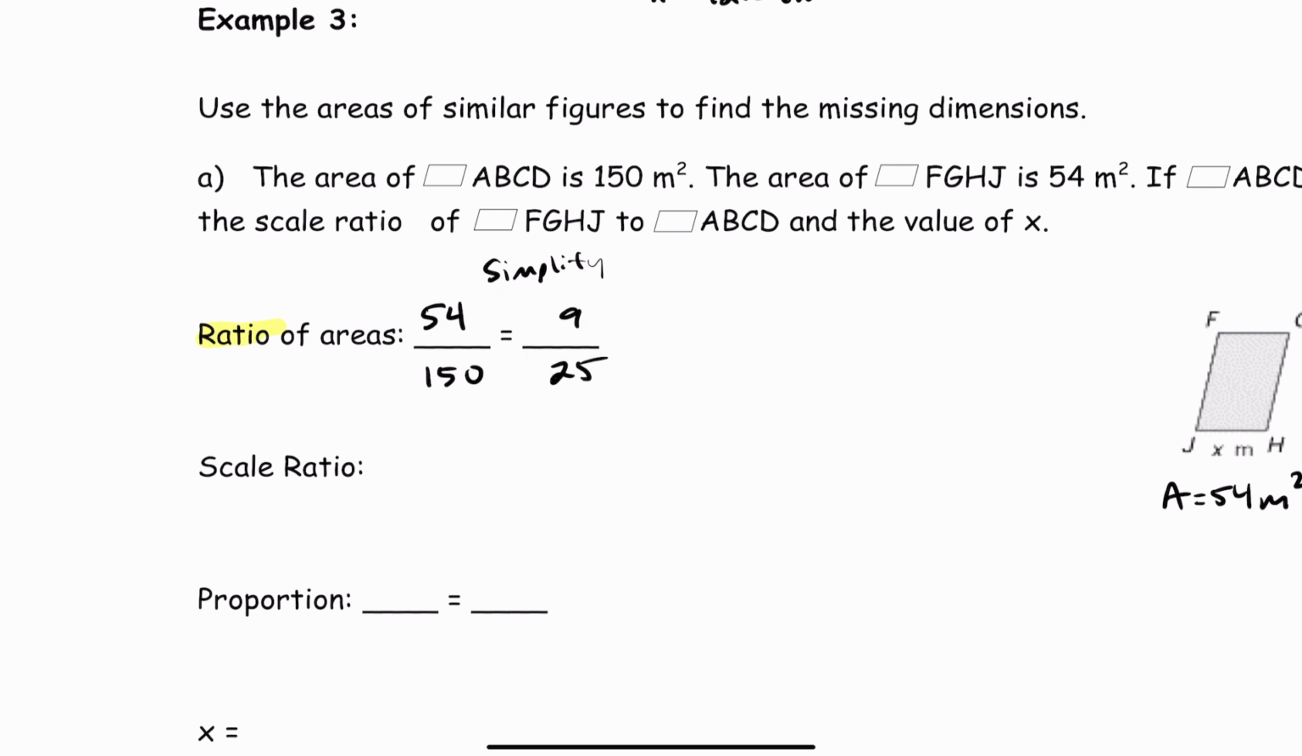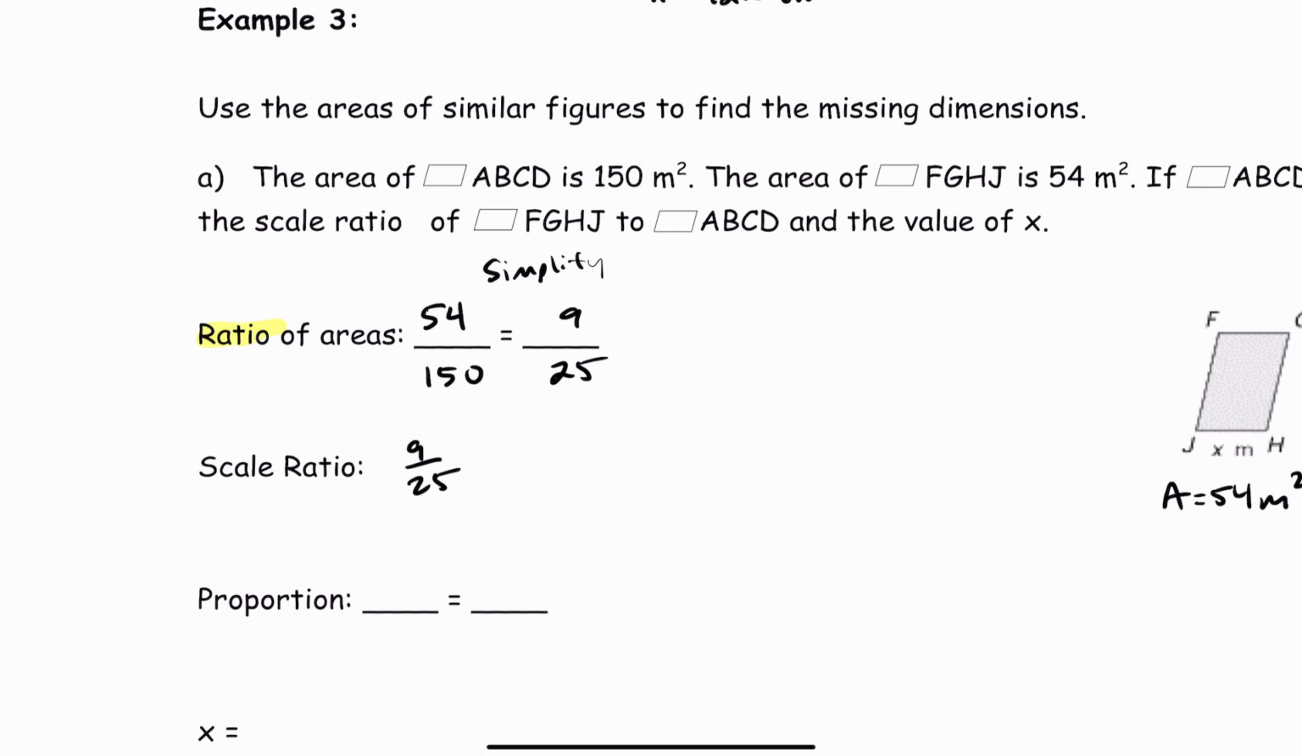This 54 over 150, yes? That is the ratio of areas. But this is what type of ratio? Two-dimensional ratio. Even if I simplify this to 9 over 25, is this ratio one-dimensional or two-dimensional? Two-dimensional still. And what did I say about scale ratios? They must be one-dimensional. So that 9 over 25 is currently two-dimensional. What am I supposed to do? Square root it.